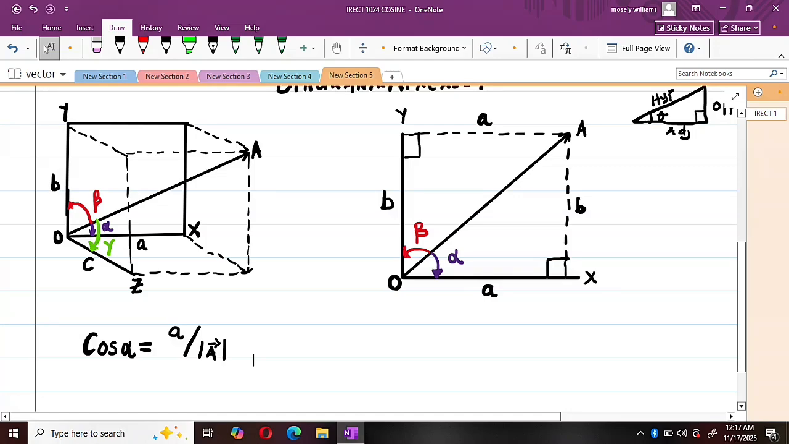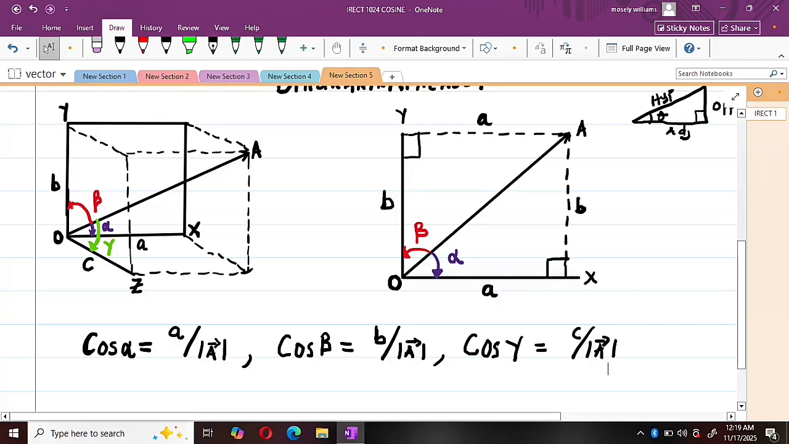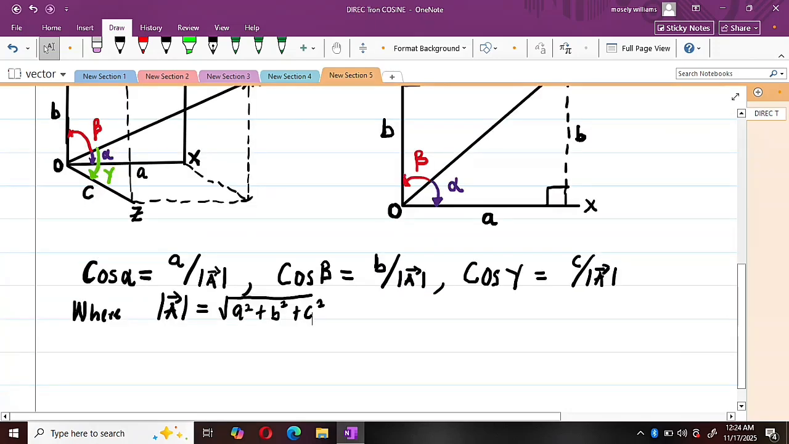From our trig ratio, we can deduce that cos alpha is equal to A over the absolute value of vector A, since cos alpha is adjacent over hypotenuse, and our adjacent is A, and our hypotenuse is the absolute value of vector A. In the same vein, cos beta will be B over the absolute value of vector A. Also, since the axes are perpendicular to each other, which means they are orthogonal, we can say by extension cos gamma is equal to C over the absolute value of vector A, where the magnitude of vector A is given by the square root of A squared plus B squared plus C squared.